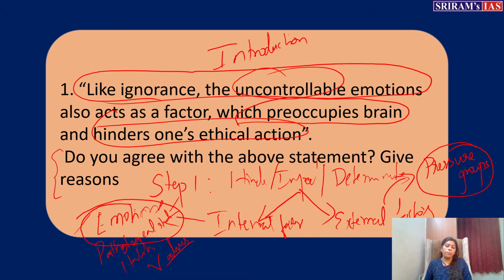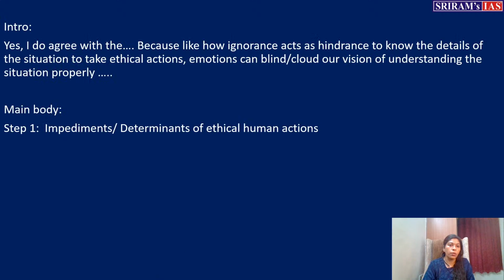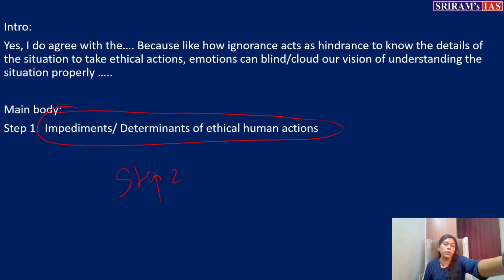Now the second step for this question, how we are going to give the answer. This first step is impediments to human actions. You have to connect it with the question. Then in step 2, you have to begin by giving examples, reasons. Then you have to bring in certain examples, connect them with the uncontrollable emotions.